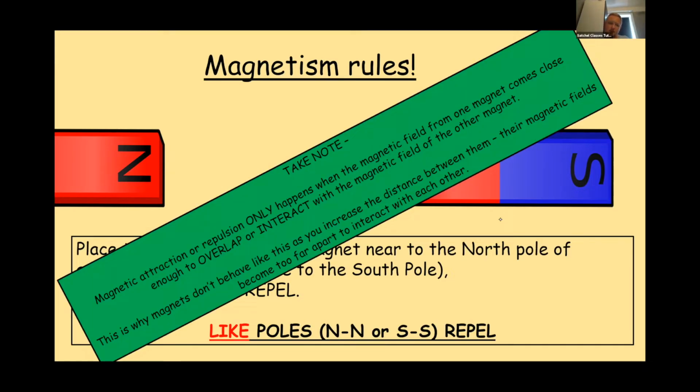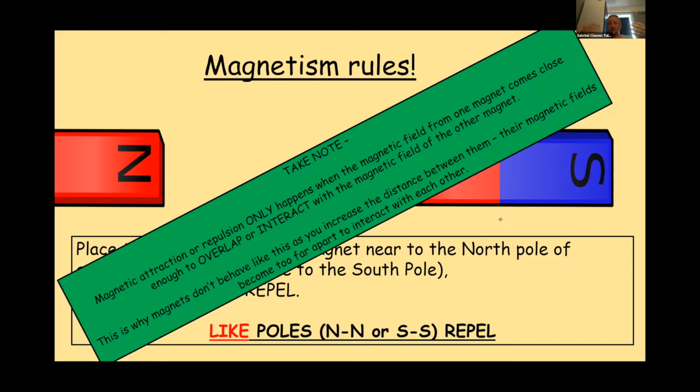Please take note though, magnetic attraction or repulsion only happens when the magnetic field from one magnet comes close enough to overlap. By that I mean, if I have two magnets and one is all the way over onto the left and one is all the way over to the right of the room, their magnetic fields are not close enough together for them to interact and exert a force of either attraction or repulsion.